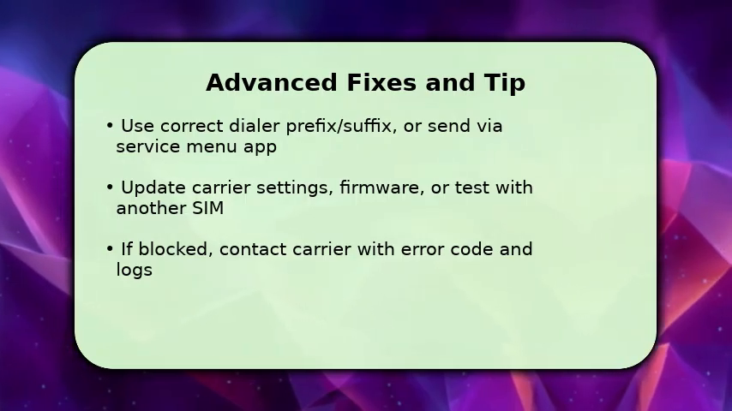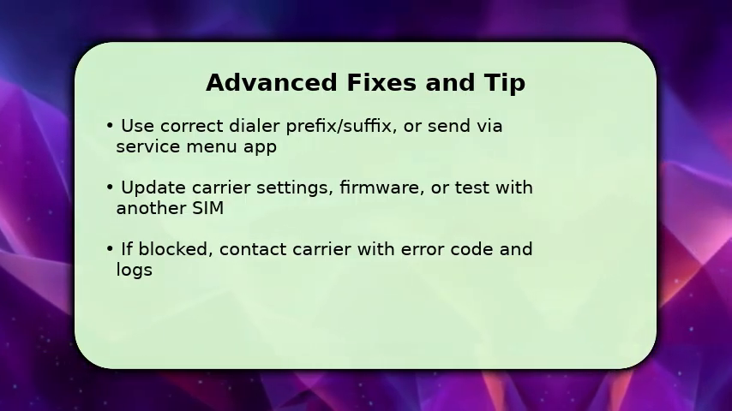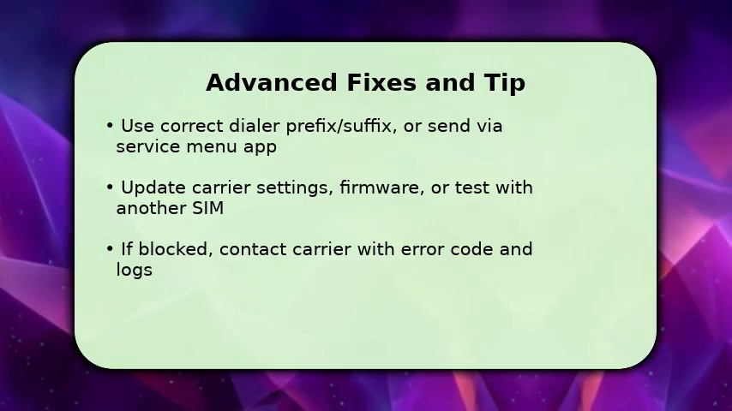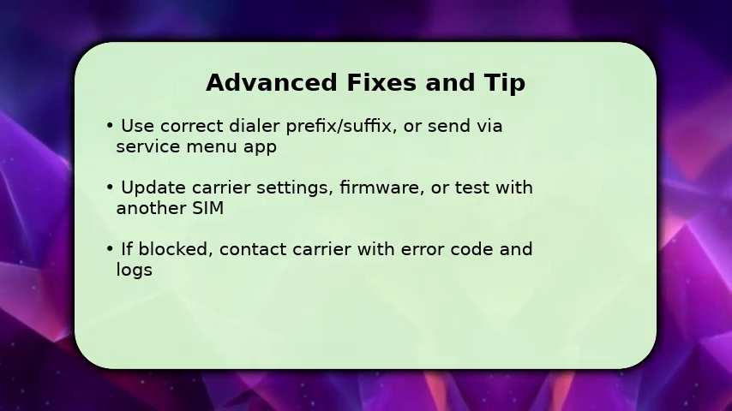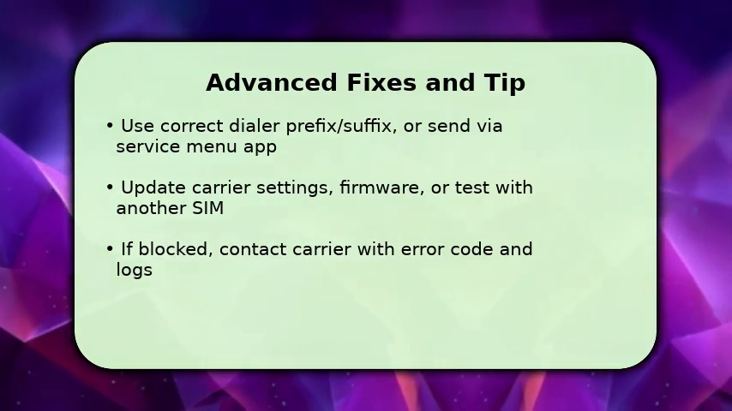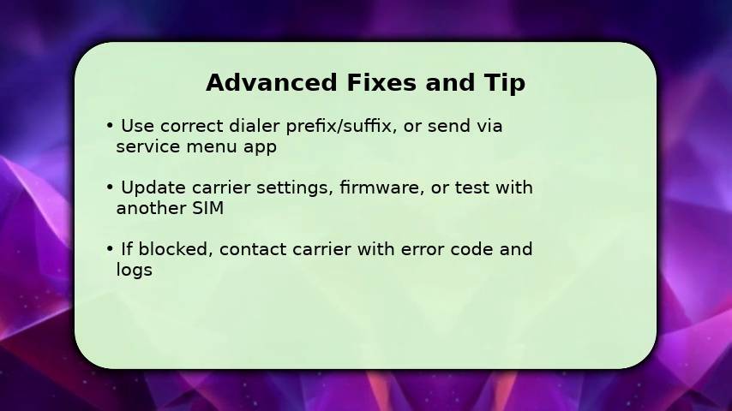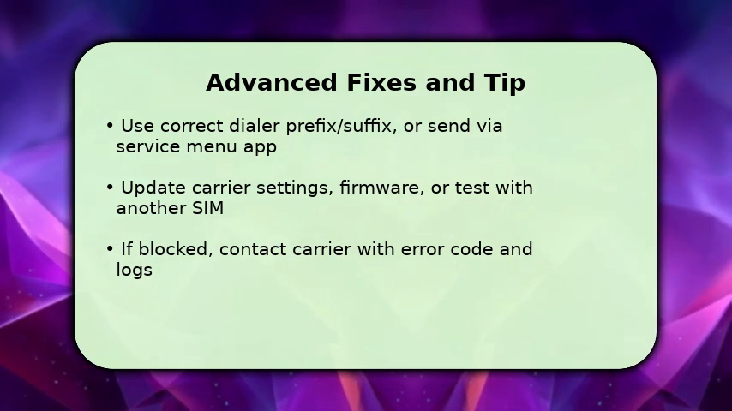Test a different SIM to determine if it's device or network side, and if it's carrier-level blocking, gather the exact error and timestamps before you call support. Quick troubleshooting tip. If codes intermittently fail, try a different handset to confirm the source.